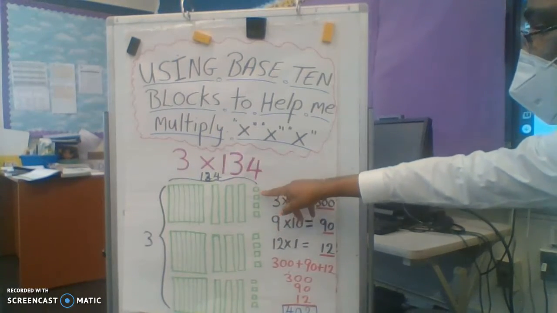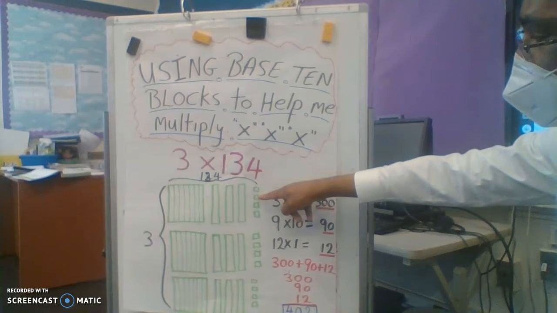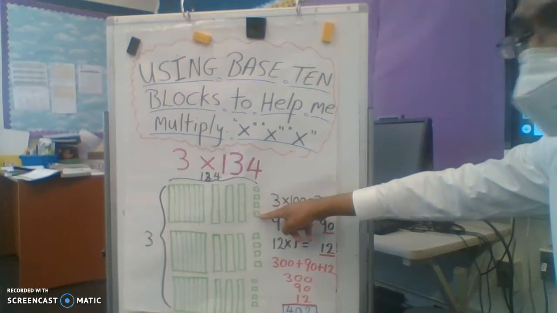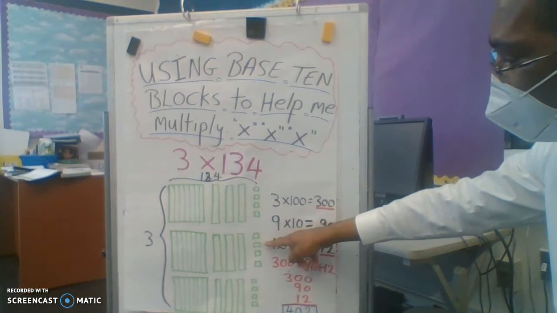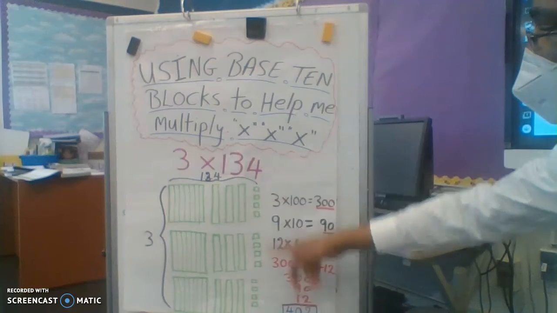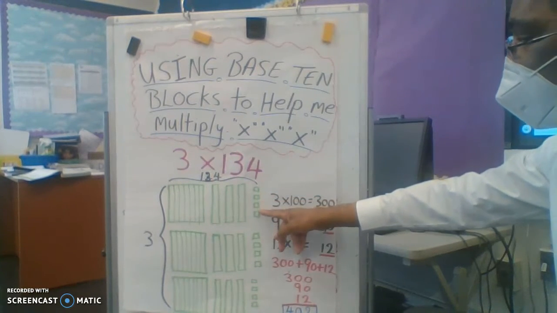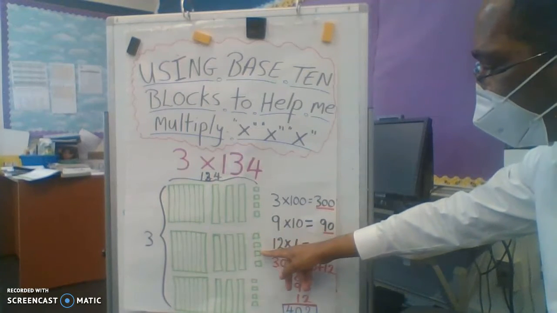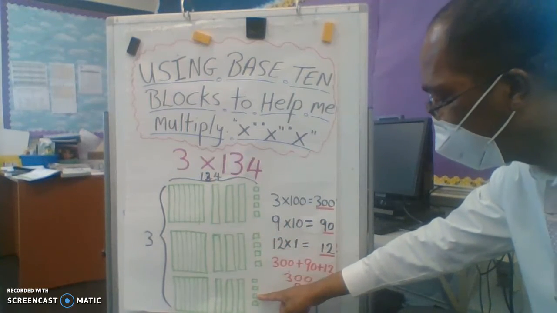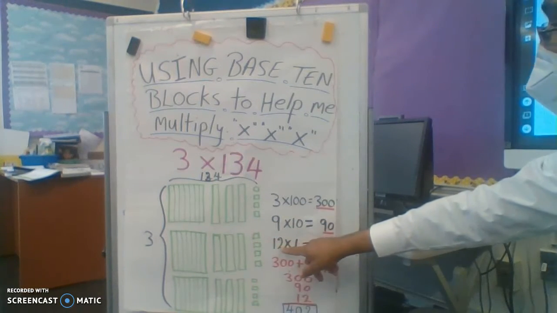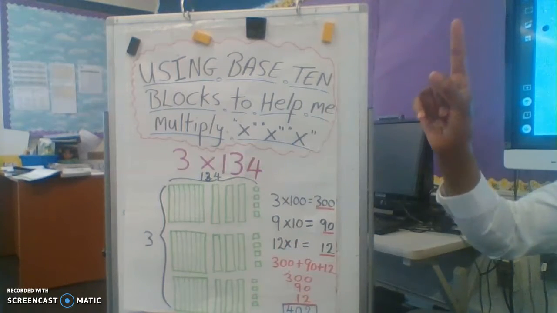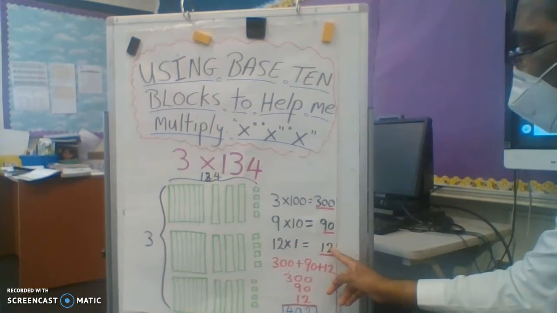Let's look at the ones. How many ones do we have? 1, 2, 3, 4. And 4 in the other one also. When we add all this together, how many ones do we have? 1, 2, 3, 4, 5, 6, 7, 8, 9, 10, 11, 12. So we have 12 and we will multiply 12 by 1. So 12 times 1 is 12.